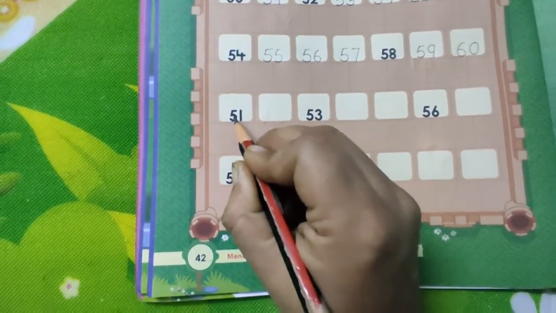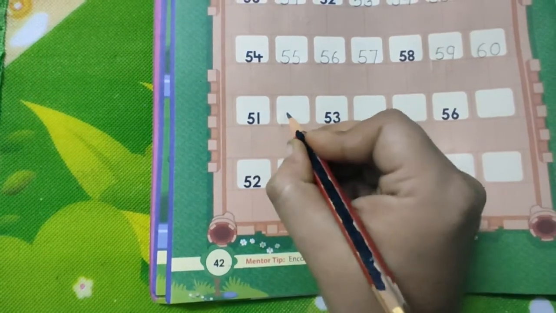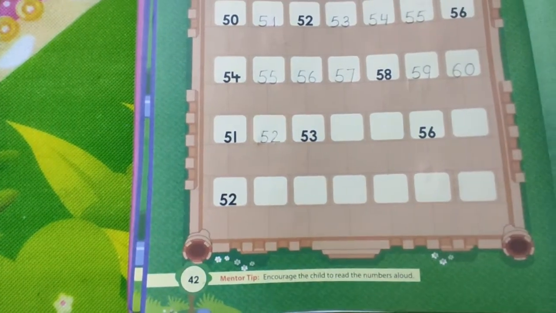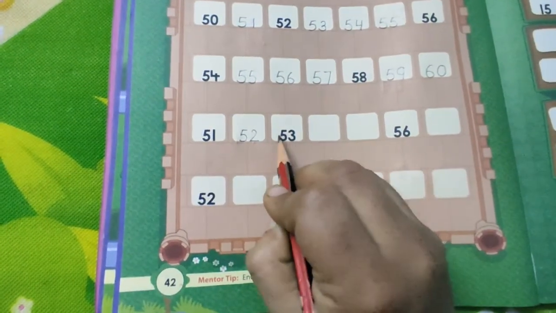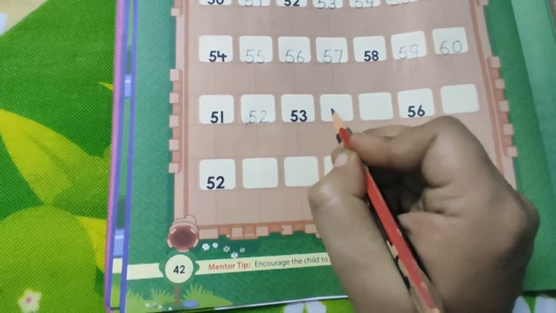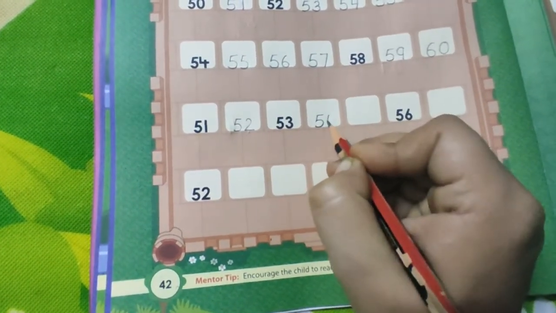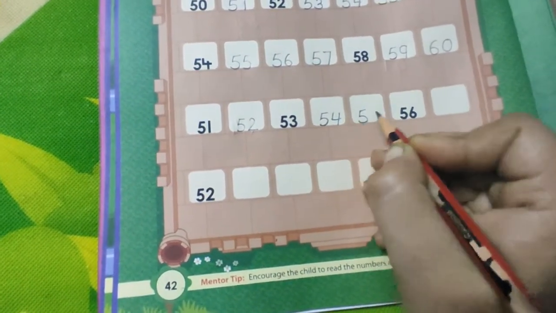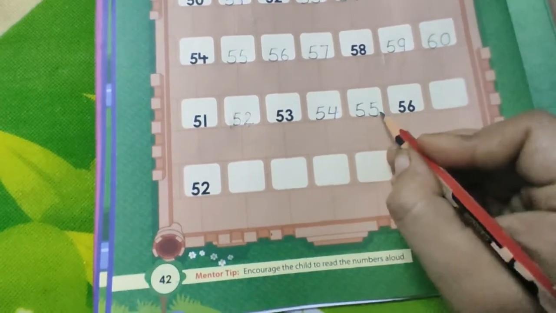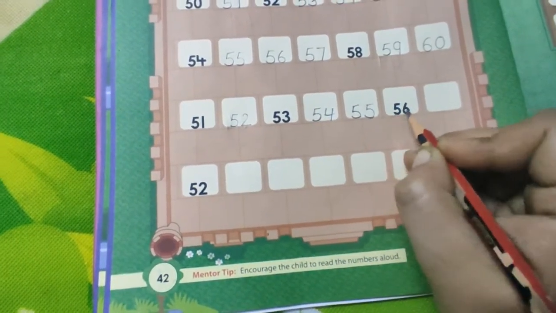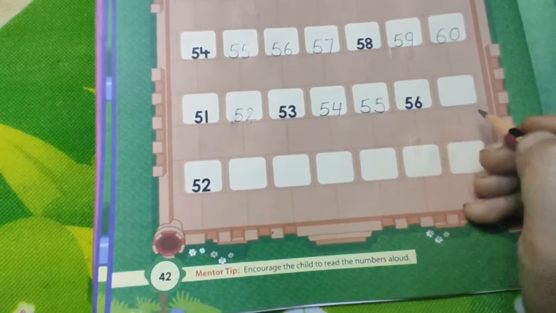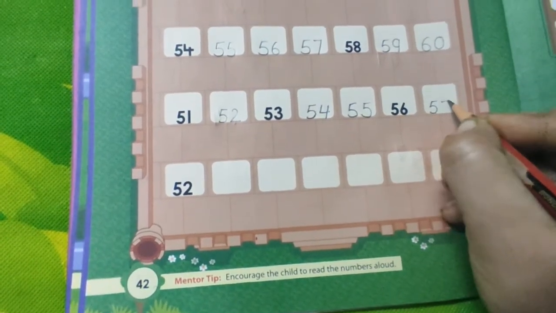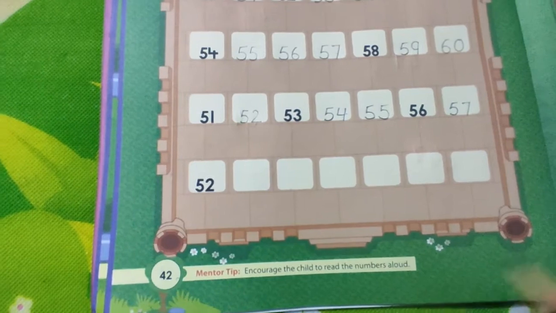Now see the next one. 51. What comes after 1? It's number 2. 52. Now see the next number. It is written 53. What comes next after 3? It's 54. What comes next? Recite. 55. What comes after 5? 6. It's number 6. Now again it is blank. What comes after 6? It's number 7. 57. This line is also done.